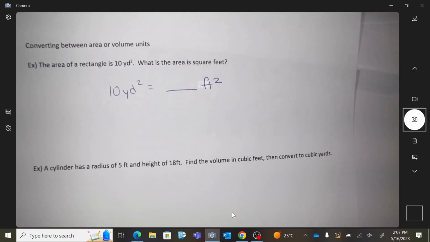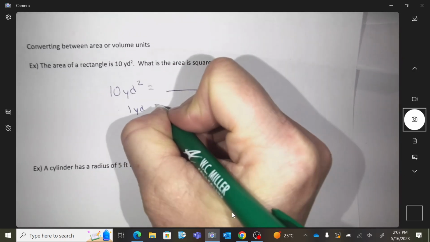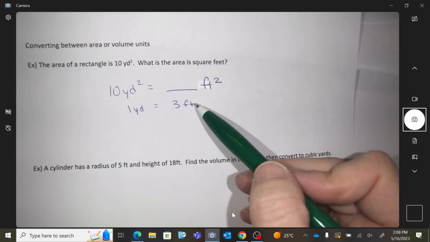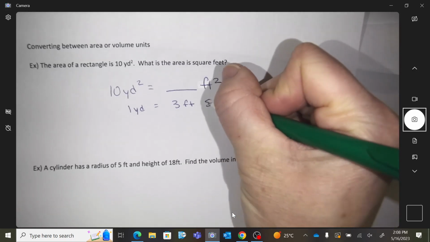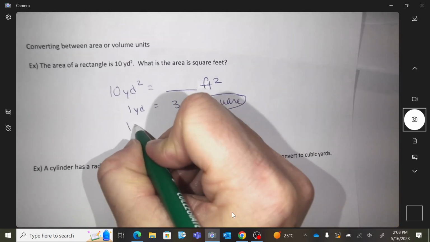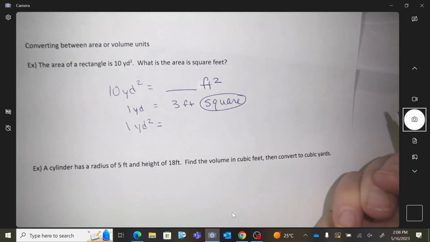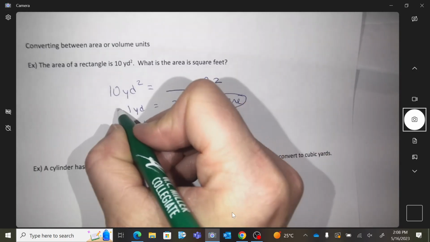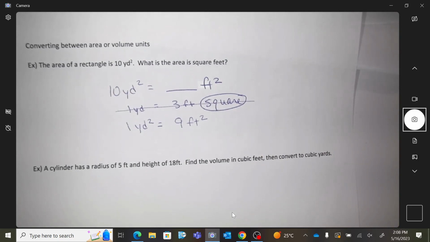Okay, you ready? What do I know with yards and feet? I know 1 yard is 3 feet. Okay, do my stacks match with each other? No, this is feet squared and this is feet, so I'm going to square those. So 1 squared is 1, and 3 squared is 9 square feet. And then I don't want to use that at all now. Okay, does that make sense?